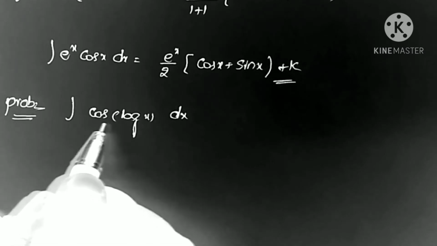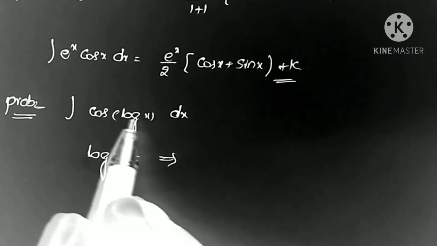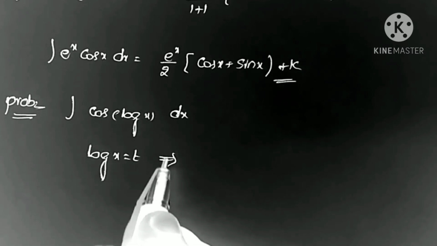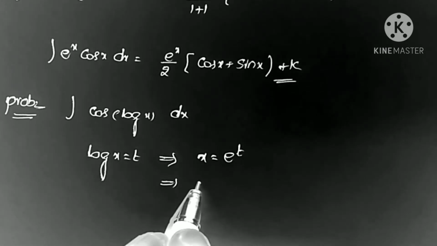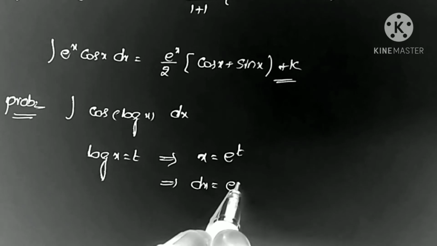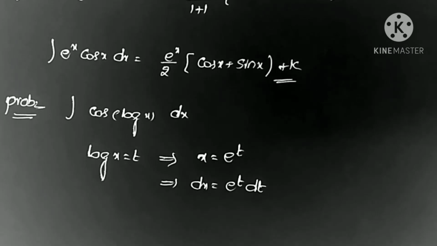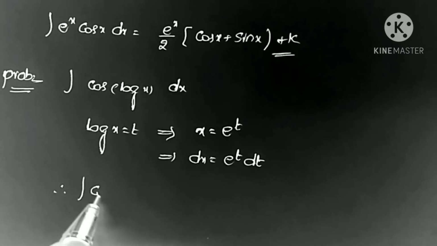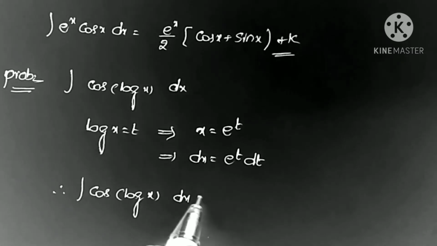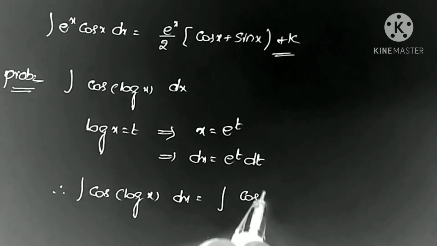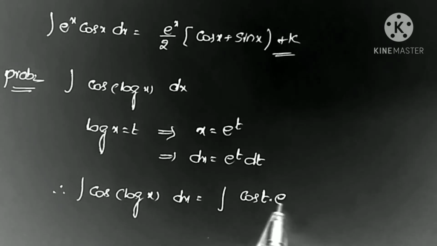Next problem: integral cos(log x) into dx. Now to find the integration of this problem, first we take log x equal to t. Then what is the x value? x is equal to e^t. And then what is the dx value? dx is equal to e^t into dt. Therefore the given problem, integral cos(log x) dx, is equal to integral cos t, where log x is t, into dx value, which is e^t into dt.